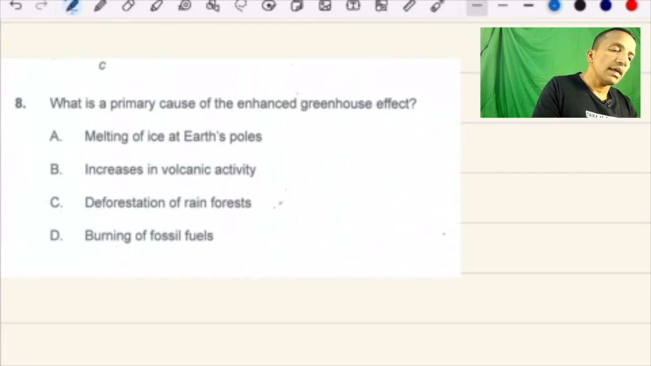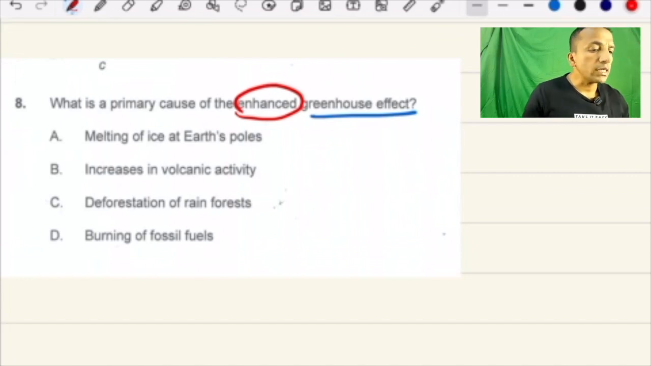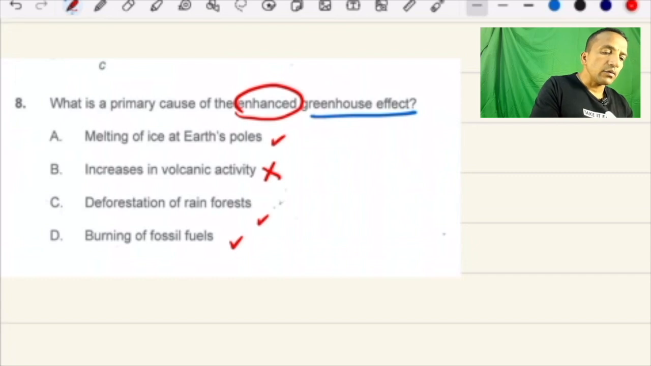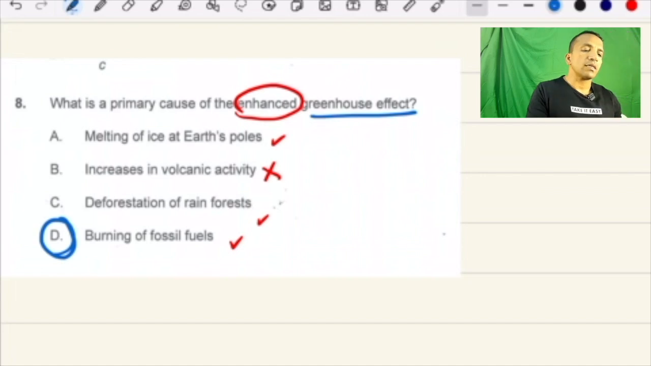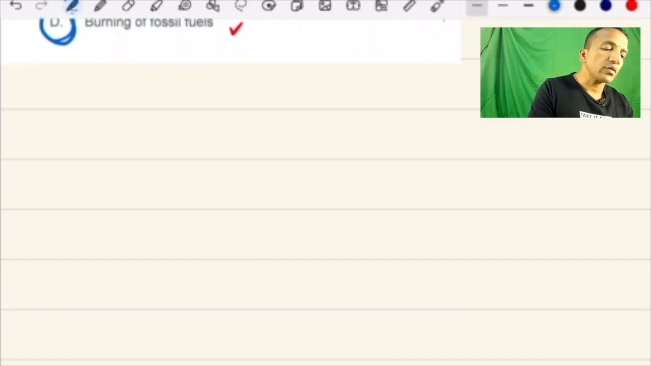Question number 8. This is just your general knowledge. Greenhouse effect. Enhanced. Be careful. They are talking about the anthropogenic or enhanced greenhouse effect. So volcanic activity has nothing to do with us. Now these three are basically because of human interactions. But more importantly, we all know fossil fuels have a bigger impact than cutting down the forest at the moment. Yeah, so the answer is D.